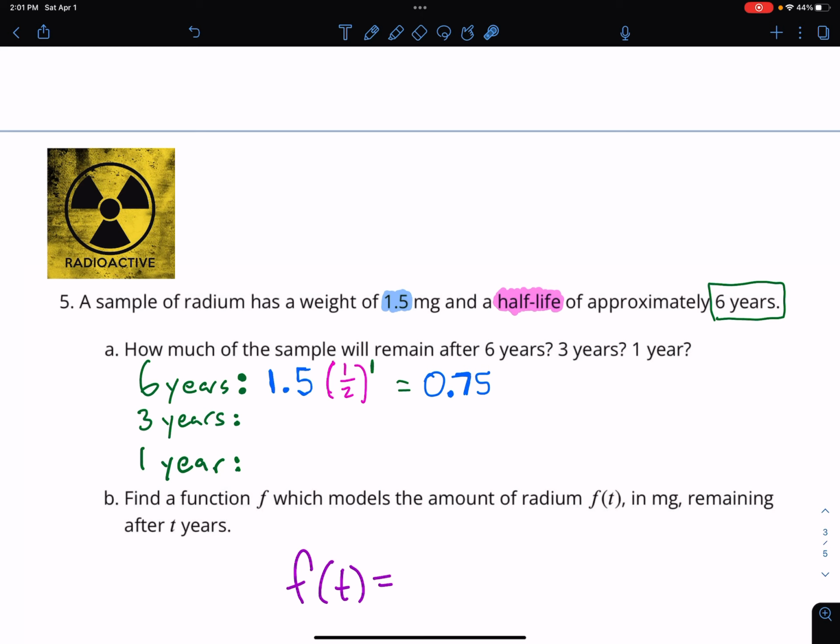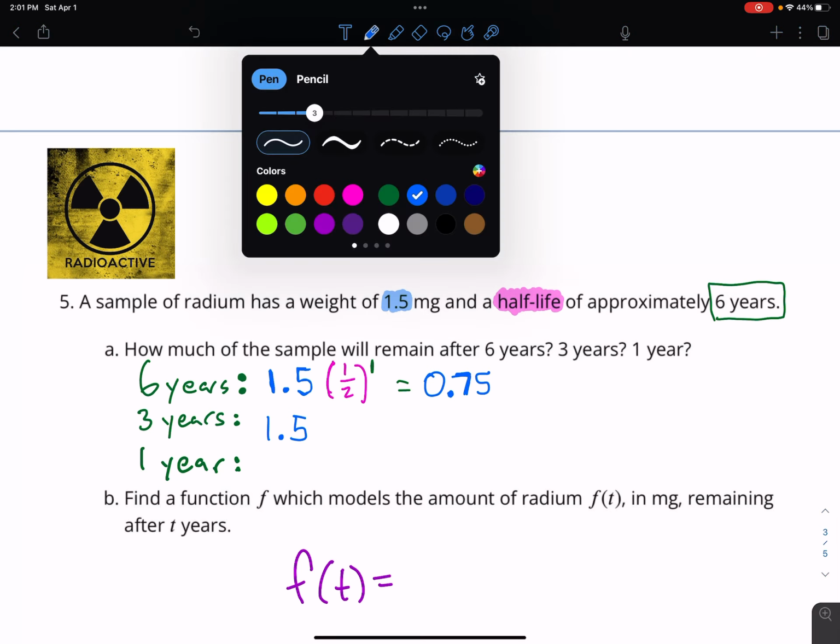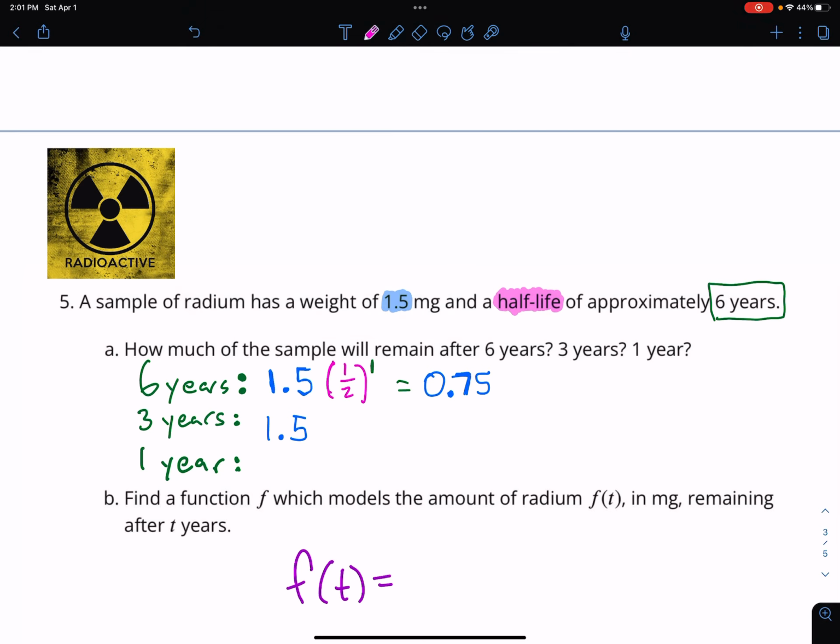How about 3 years? What about 3 years? All right, let's start at the beginning. We'll always start at the beginning. 1.5 is where we started. What's our rate of change? Half-life. We're getting cut in half every 6 years. And 3 years have gone by. How much of that 6 years passed?